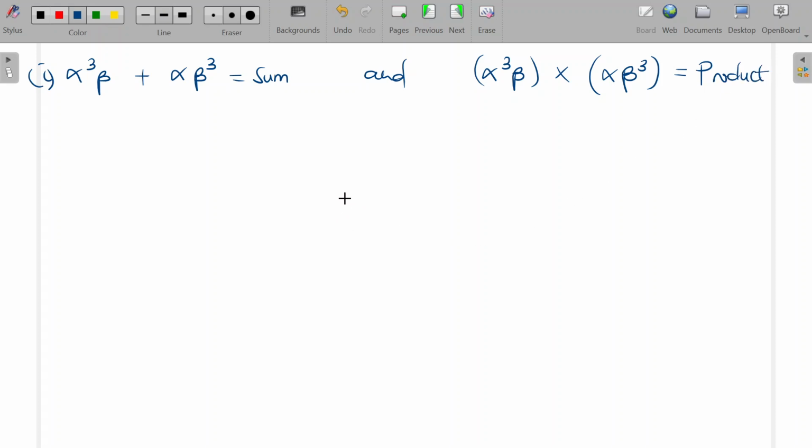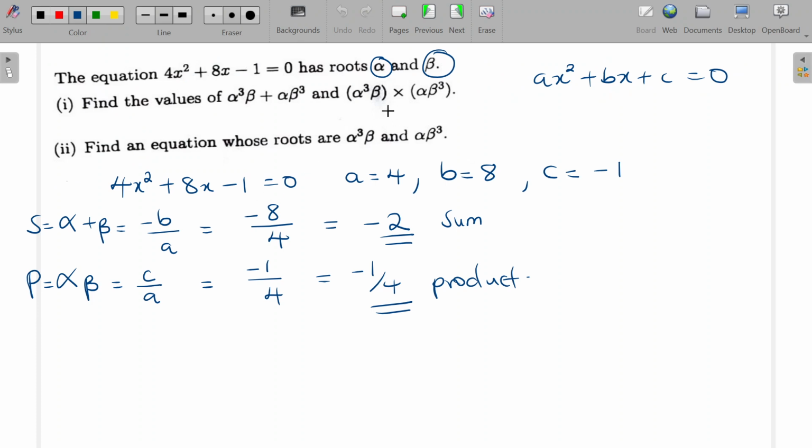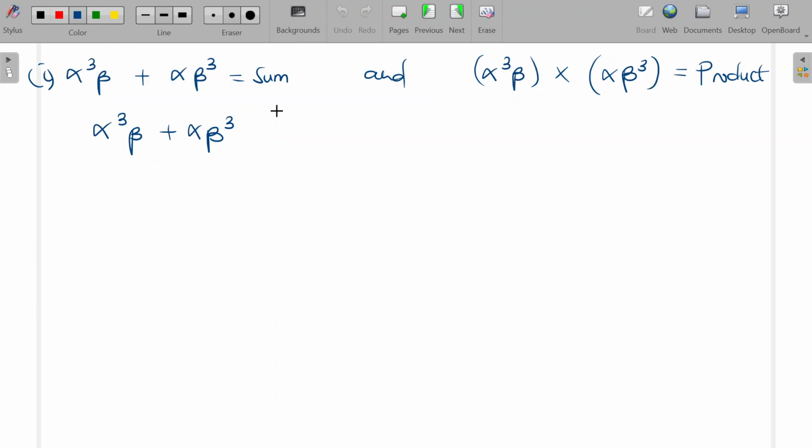Now, when you reach this part, let us first find the sum. We have been given alpha to the power 3 beta plus alpha beta to the power 3. If I double check, yes, that is what we've been given. For us to solve this, we need to have alpha plus beta, because that is what we know: alpha plus beta is negative 2.